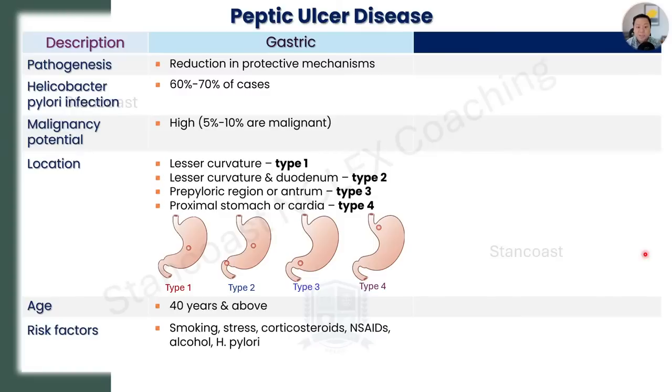We have smoking, which can impair the mucosal blood flow. It also reduces the bicarbonate secretion. It will also increase acid secretion, all of which can compromise the stomach defense mechanism and lead to ulcer formation. Stress, and we have corticosteroids as well, alcohol, and H. pylori as the other risk factors.